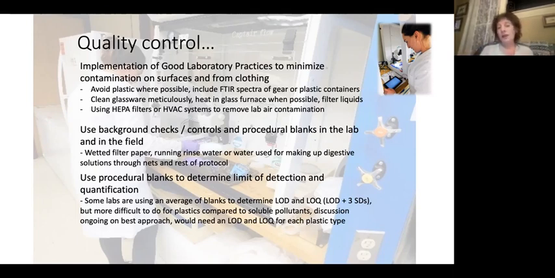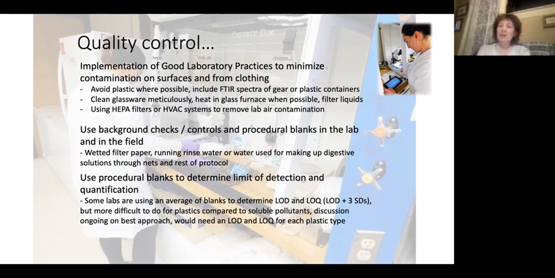Some labs are using an average of blanks to determine LOD and LOQ, but like I was saying earlier, it's more difficult to do for plastics compared to soluble pollutants because you're dealing with so many different potential types of plastic in your blanks as well as in your wild samples.